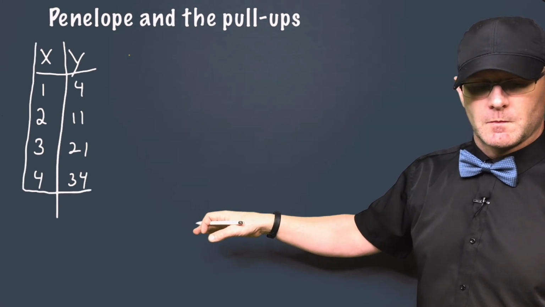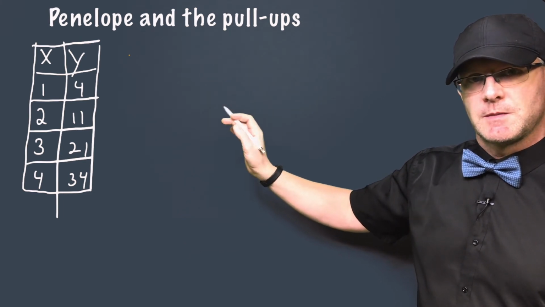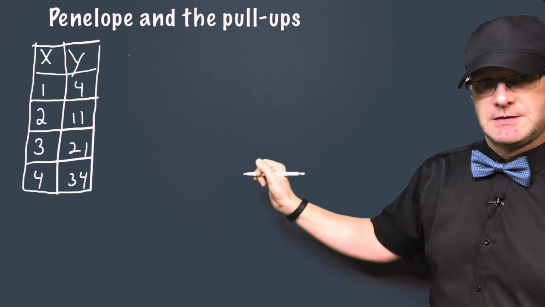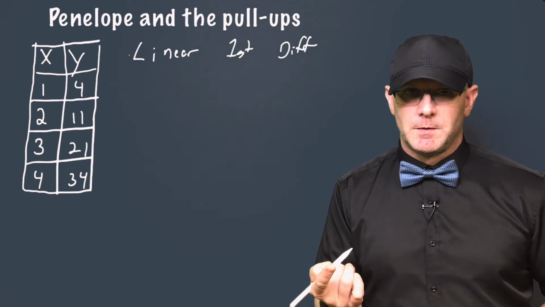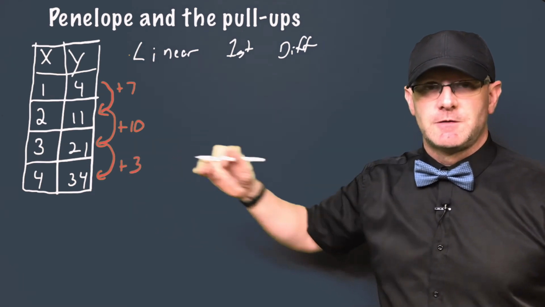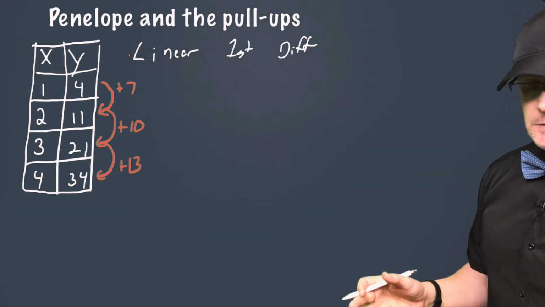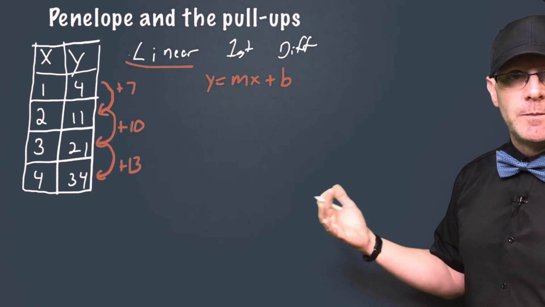Now, let's figure it out using the algebra. Penelope and her pull-ups. We now have a table of values. I'm going to find my first difference: 7, 10, 13. And then I'm going to figure out my second difference. My second difference, the constant rate of change, is going to be the slope of my linear first difference. And that linear first difference, we're going to have to write in terms of y equals mx plus b. Write that in slope-intercept form.